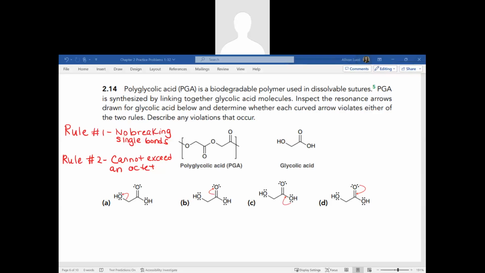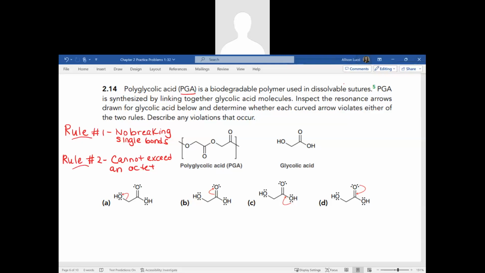Problem 14 gives us some information about this polymer, polyglycolic acid, abbreviated PGA, and it asks us to inspect the resonance arrows that are shown for glycolic acid below and determine whether any of these curved arrows violates the two rules, and then describe the specifics of the violation. As a reminder, rule number one is no breaking single bonds. And rule number two is that we cannot exceed an octet for any of the atoms, oxygen, carbon, etc.